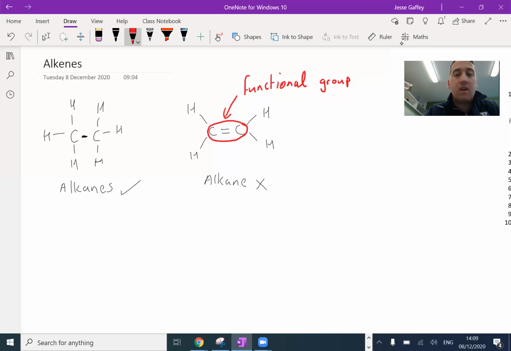So any molecule that has got one of these, a C double bond C, belongs to a different homologous series. So if it's not an alkane, we call it an alkene. So E-N-E, alkene instead of alkane. So any molecule that's got one of these C double bond Cs, we call an alkene. Now, just going to clarify that over here. C double bond C, like this, is the functional group. And we say that it is unsaturated.